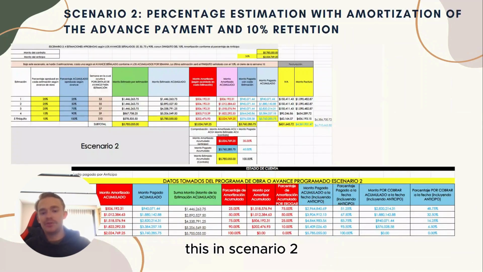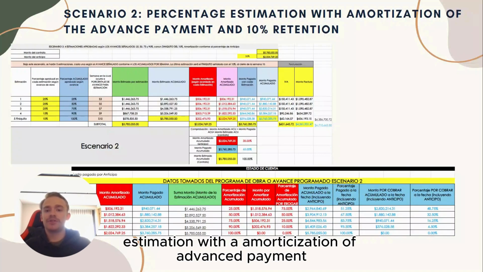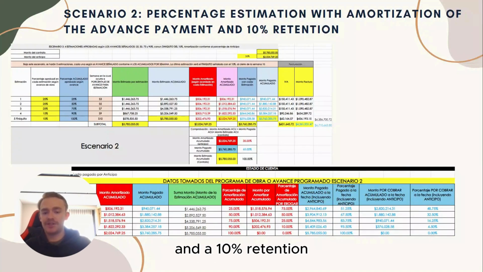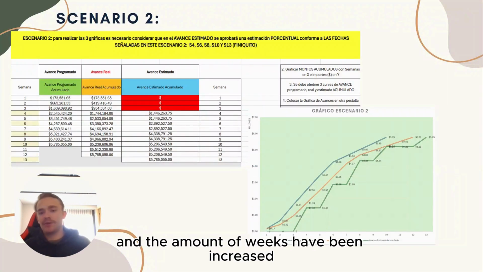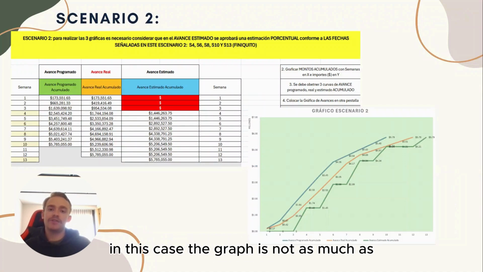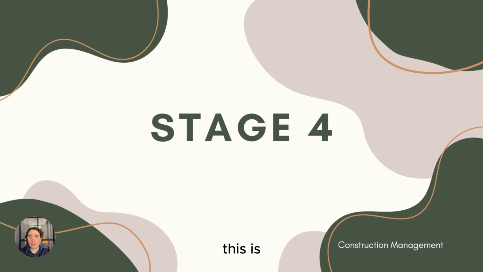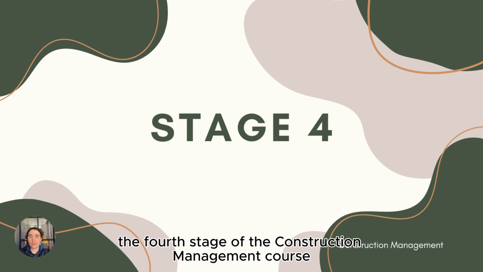In scenario 2, we take the percentage estimation with amortization of advance payment and a 10% retention. Because things change and the number of weeks has been increased, in this case the graph is not as smooth as the last one. This is the fourth stage of the construction management course.